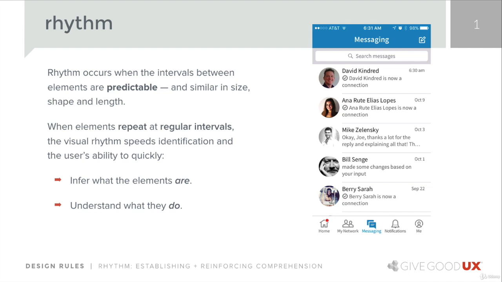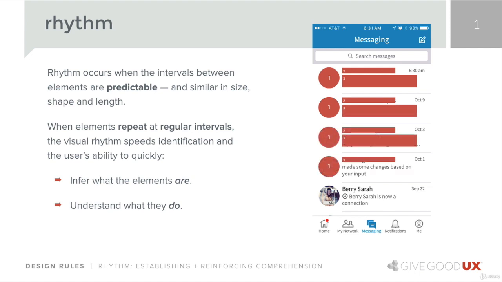So in this layout, rhythm works like this. 1, 2, 3, 1, 2, 3. You see that? Those elements, because they are all related, because they are all the same type of information, follow the same rhythm. Person's picture, their name, and a summary of the message. Constant, consistent, repeated.